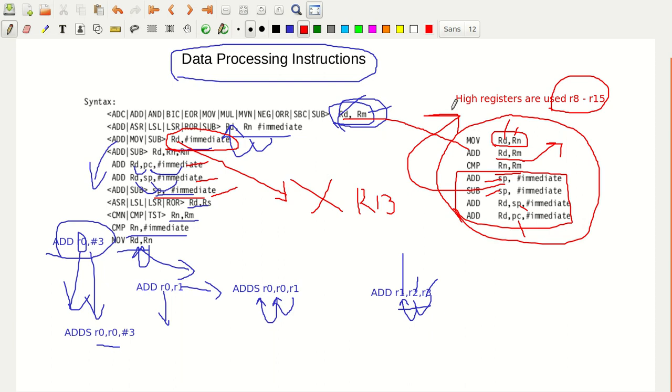One more thing you have to note down, whenever you are accessing a high register. Here I wrote add R0 comma hash 3, but when I write add R9 comma R3, most probably the destination register is the high one. If I am doing this operation, bear in mind that this will not update the status flags.